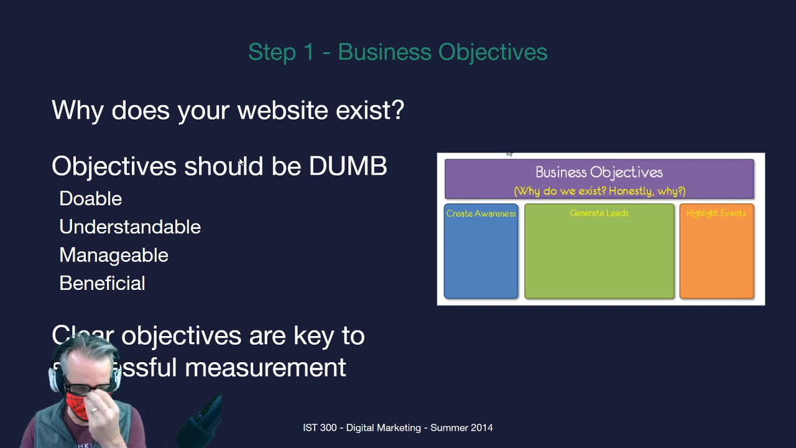Clear objectives are key to successful measurement. If your objective isn't clear, if it's obtuse, obscure, opaque, whatever you want to call it, how are you going to figure out if you did it or not?